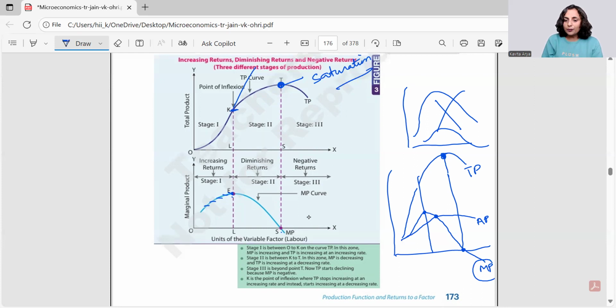This point is called the point of saturation, but at this level, we call it the stage of inflection. What do you mean by the term inflection? Inflection means where the rate of change suddenly changes. Till this point everything was going okay, but afterwards it started coming down. So this is the stage of inflection, and this is the stage of saturation.